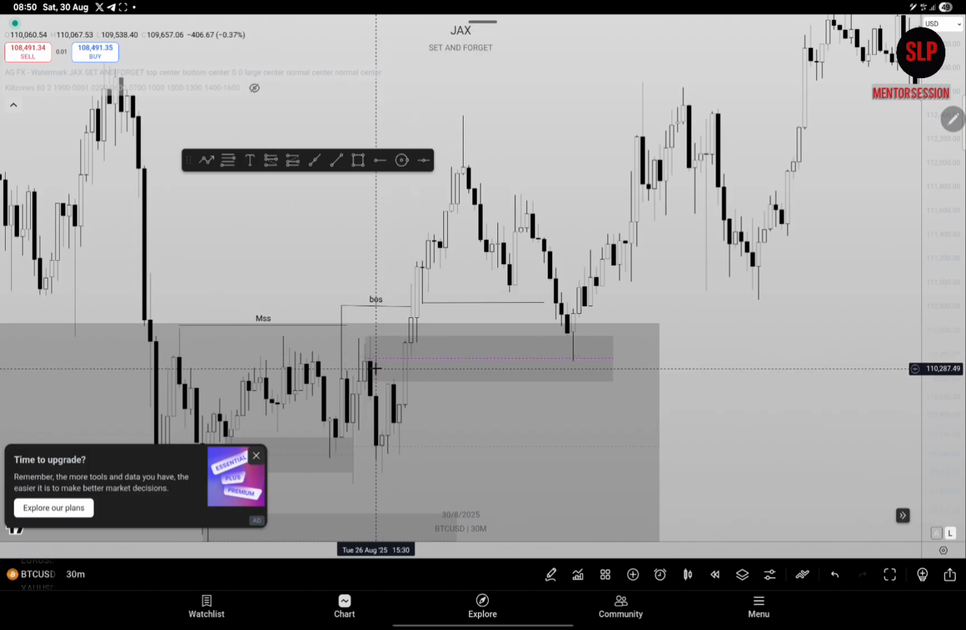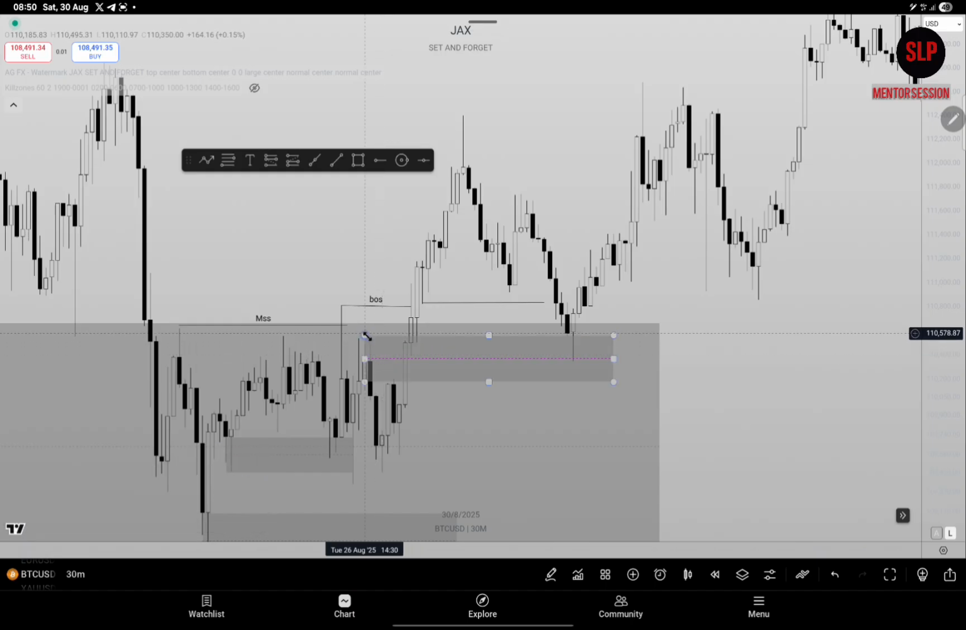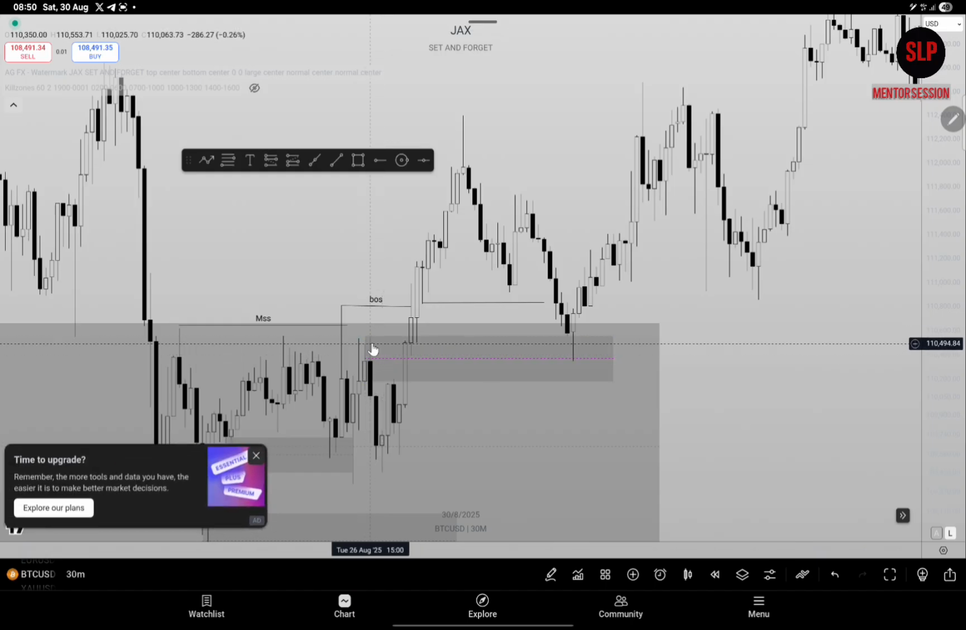Although this breaker block I'm taking from the body, my prop had so much spread that I need to take it from the wick in order not to miss the trade. Like cover the wick and the body. It was a very nice trade. So it needs to be unmitigated. Of course, the point of interest was unmitigated.